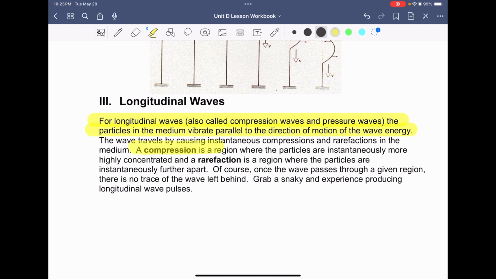We have either compressions, which are areas where they are condensed or more concentrated together, or we could have areas of rarefaction, and this is areas where the particles are instantaneously farther apart and they are separated by some sort of region. I'm just going to retract that highlighter a little bit, and there we go. So instead of the particles moving up or down or in a perpendicular pattern to the overall motion of the wave or the energy of the wave, now they're going to be moving in the same direction, or parallel to that direction. I shouldn't always say the same, but they're going to be moving parallel to it.